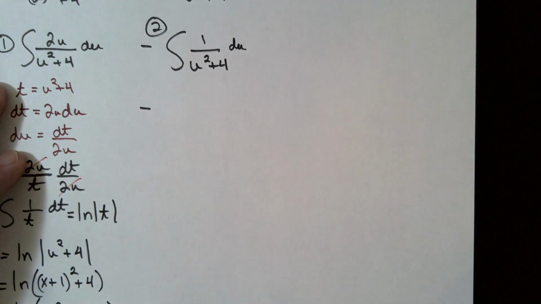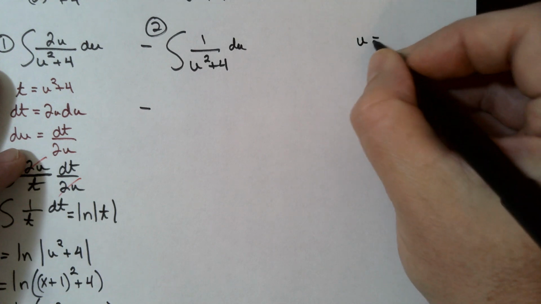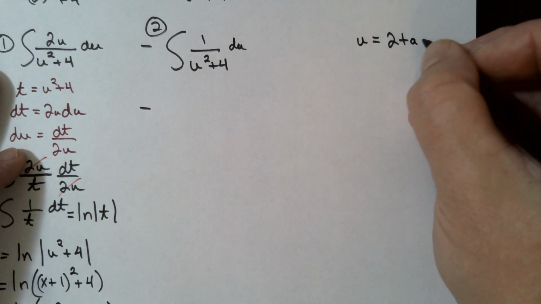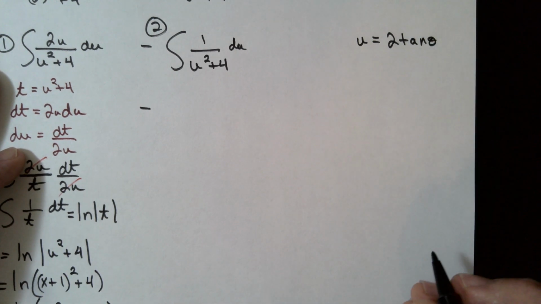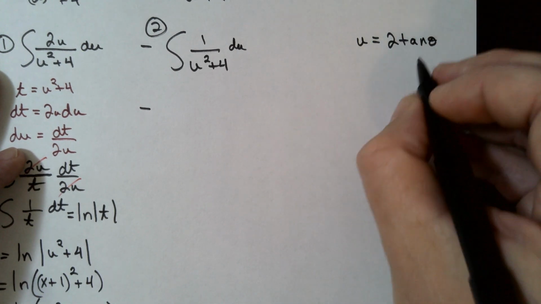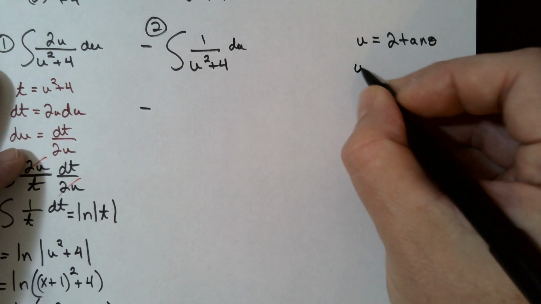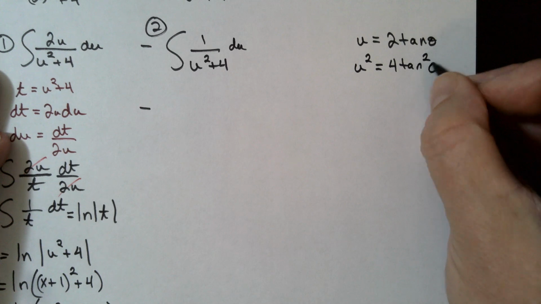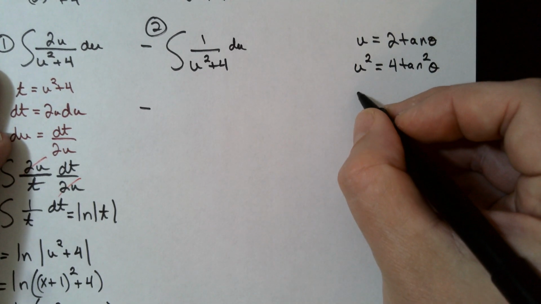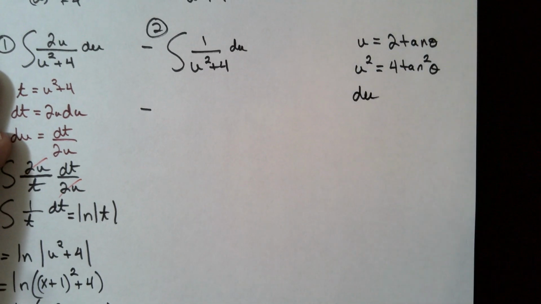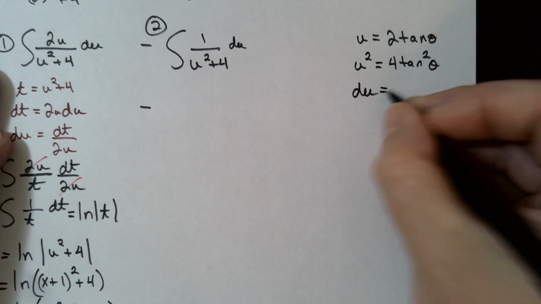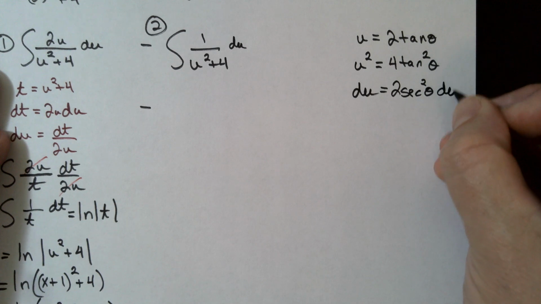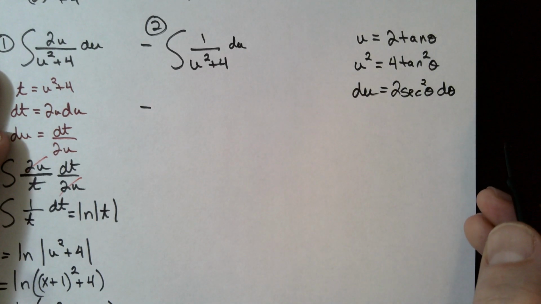So we're going to say that u is equal to 2 tangent theta. Okay, so keep in mind that u squared is equal to 4 tangent squared theta. And if I wanted to take du, the derivative of this one right here, that's going to be equal to 2 secant squared theta d theta. Okay, so that's all I need there.